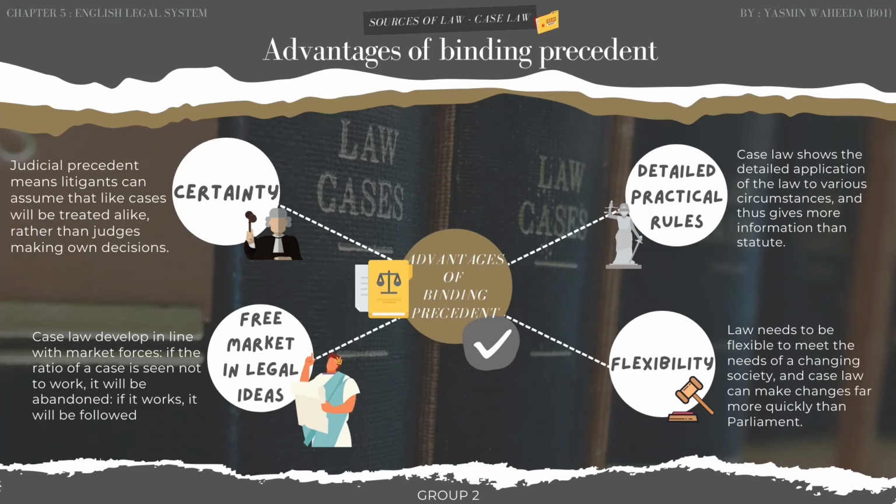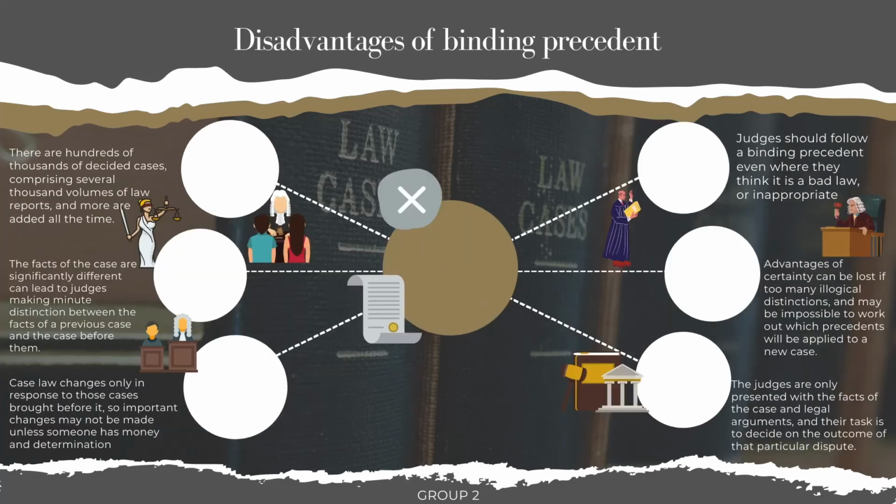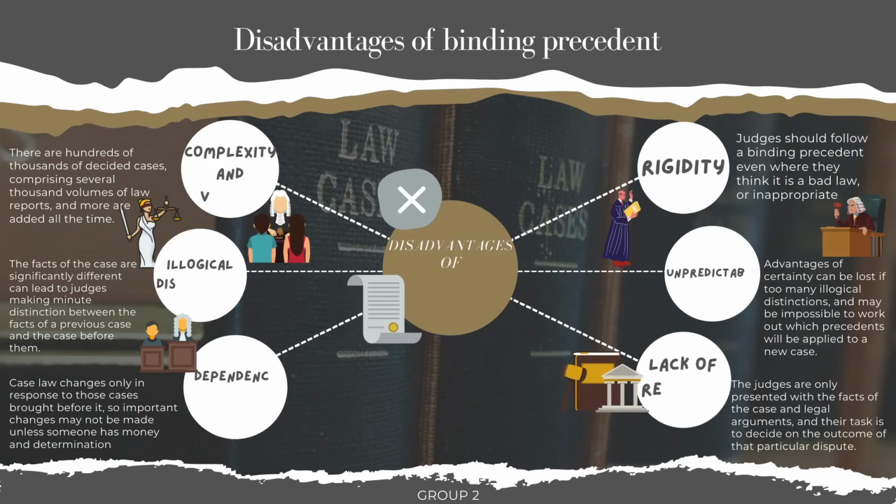The last one is flexibility. Law needs to be flexible and adaptable in order to satisfy the requirements of a changing society. And case law can do so far more swiftly than Parliament. Now, let's move on to the disadvantages of binding precedent. The first one is complexity and volume. There are hundreds of thousands of cases that have been decided, resulting in thousands of volumes of legal reports, and more are being added all the time.